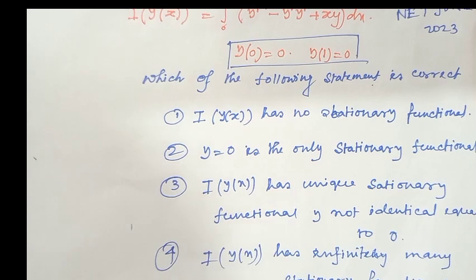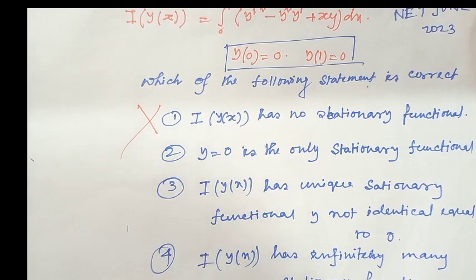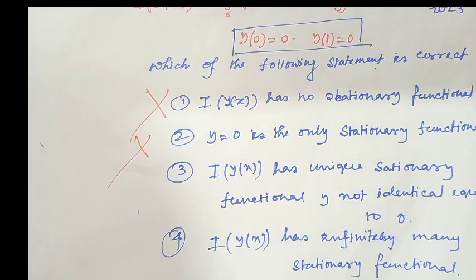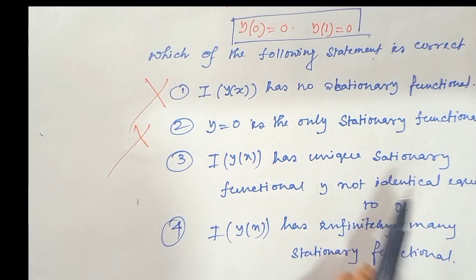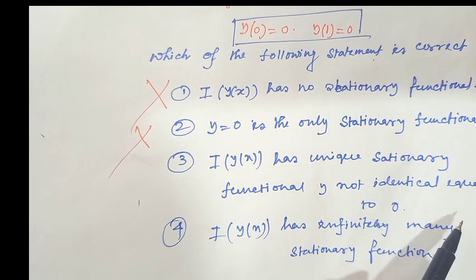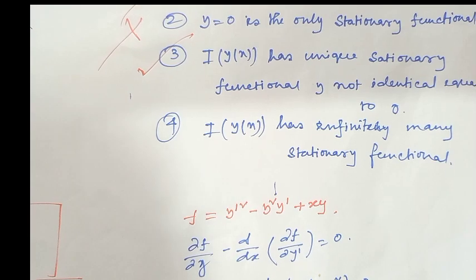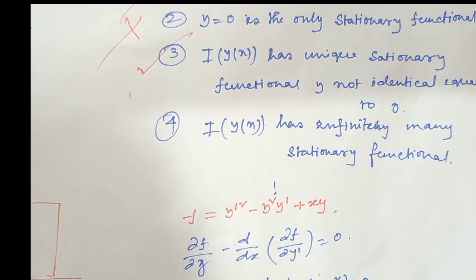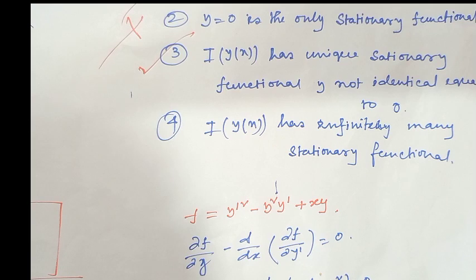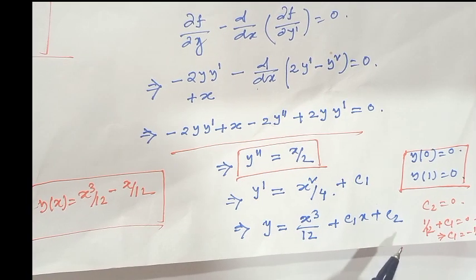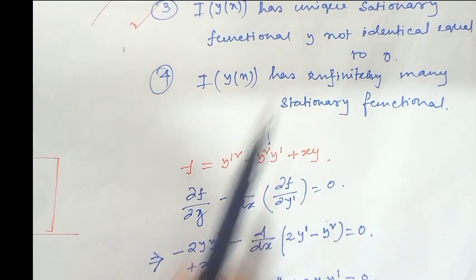Now let's see the solution. First, it has no stationary functional: this is a wrong option. y = 0 is the only stationary functional: this is a wrong option. It has a unique stationary functional and y is not identically equal to 0: this is the right option. It has infinitely many stationary functionals: this is a wrong option because here I have got unique values of c1 and c2. So the only true option is a unique stationary functional.